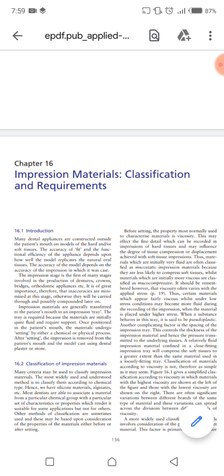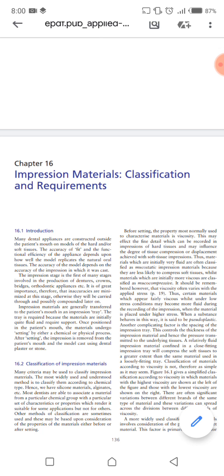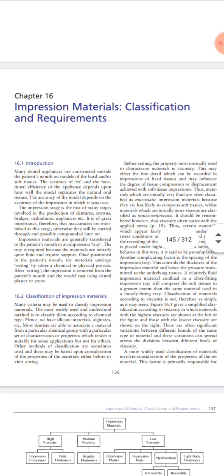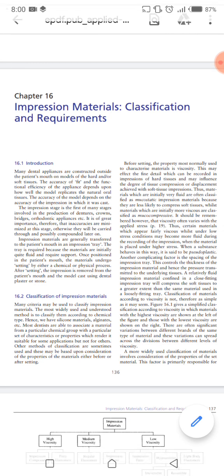Just take the concept that the impression tray is required because materials are initially quite fluid and require support. Obviously, once positioned in the patient's mouth, the materials undergo setting by either a chemical or physical process. After setting, the impression is removed from the patient's mouth and the model cast using dental plaster.